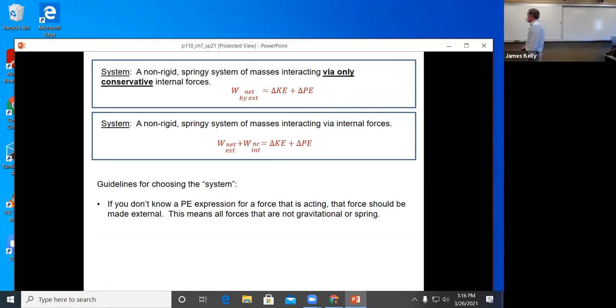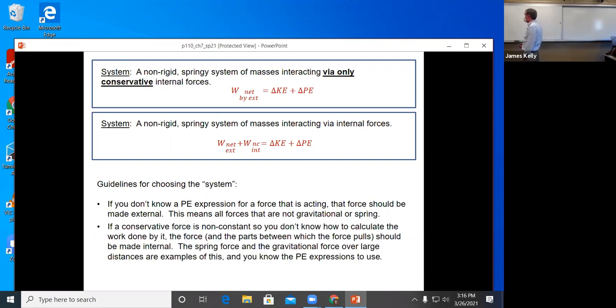So how can we get some guidelines for how to choose the system? Well, first of all, if you don't know a potential energy expression, you really don't want that force to be in the system, because you have to know what the potential energy is. If it's not gravitational or spring, those are the only potential energy formulae we know, so leave it external to the system. Don't make it an internal part of the system.